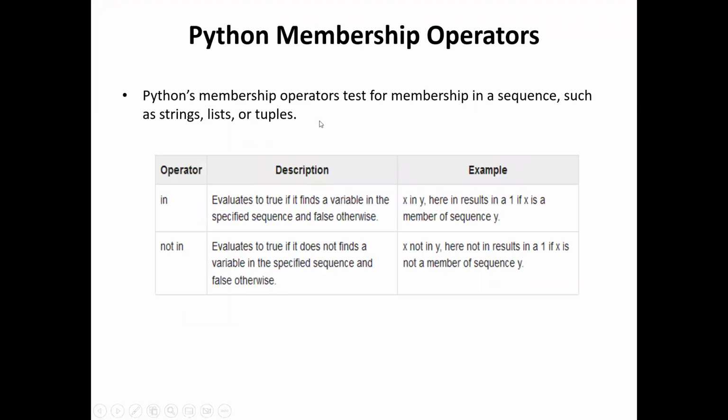Membership operators. There are two membership operators. Membership operators test for membership in a sequence, for example, in and not in. In operator: if the given element is there in the sequence, then it evaluates to true. If it is not there in the sequence, then it will be false. Not in: if the given element is not there in the sequence, then it becomes true, else it becomes false.